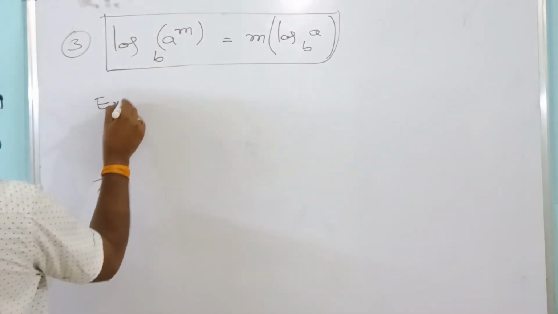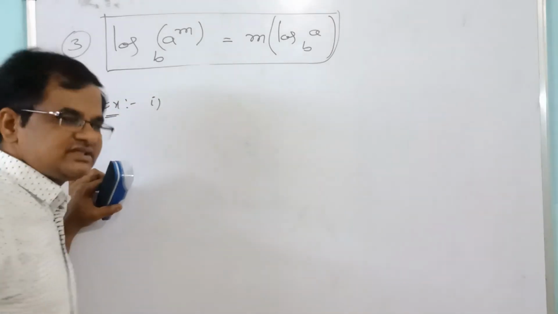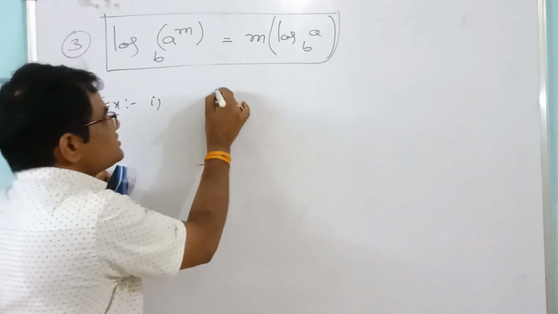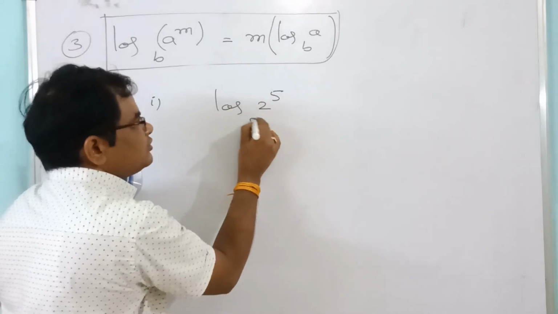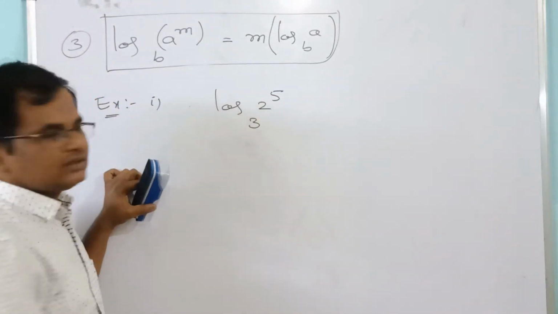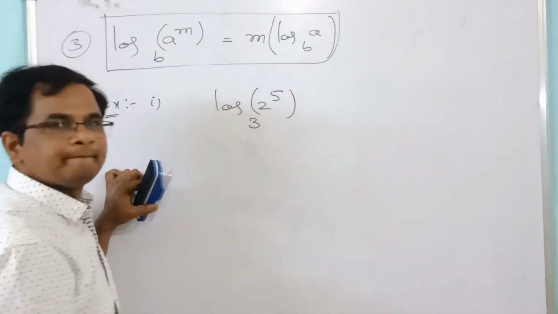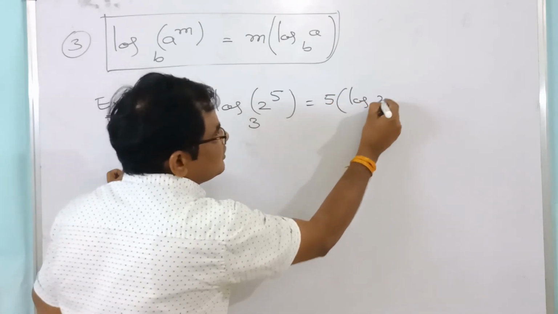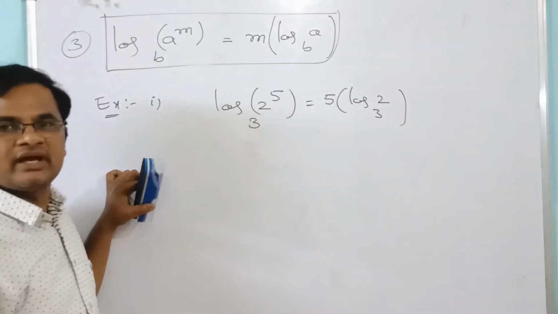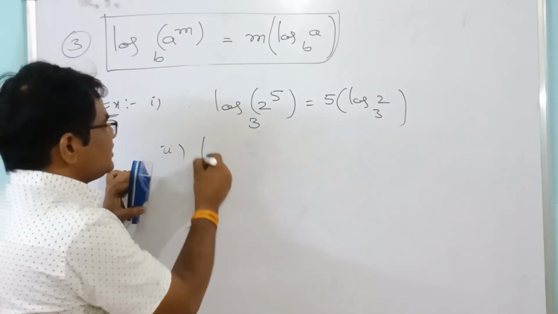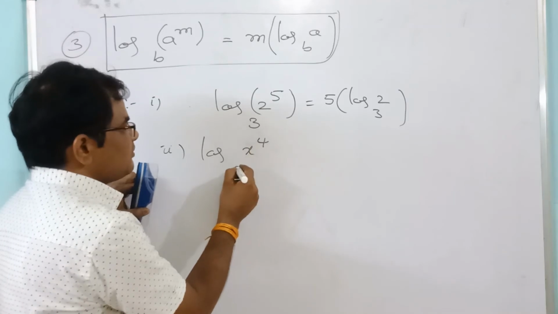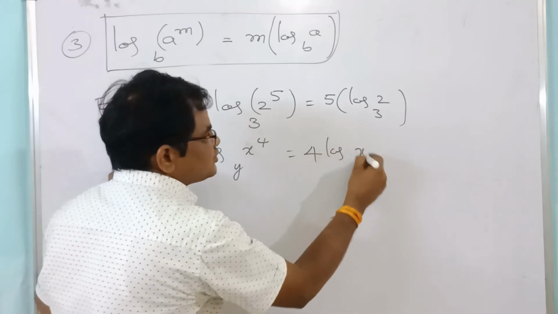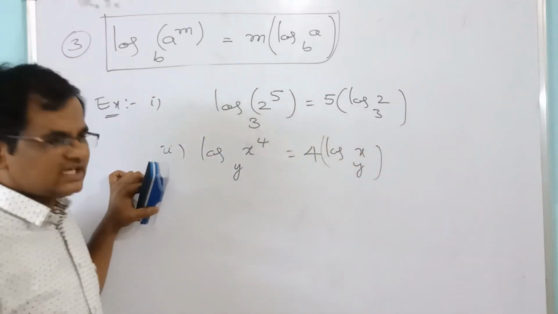See, example 1. I will give different examples. We have to find the simplification. Suppose log of 2 to the power of 5 to the base 3. How to write? Here the power is for a. By using this one, we just write 5 into log 2 to the base 3. Can you write? Suppose the second one, log of x to the power of 4 to the base y. How to write? 4 into log x to the base y. Can you write? That's it.